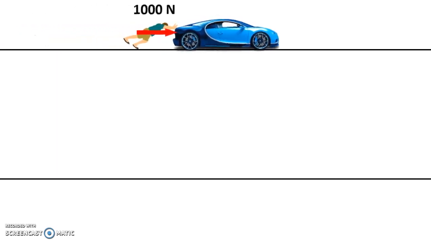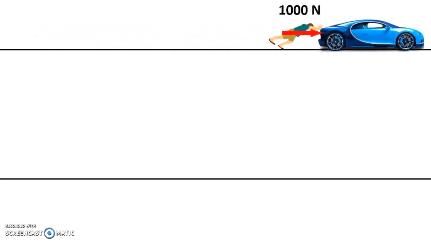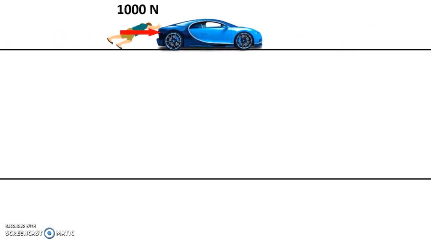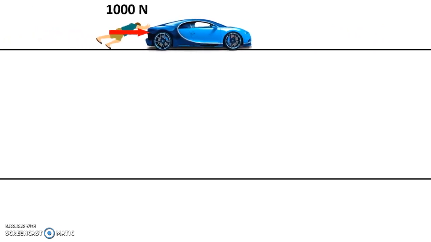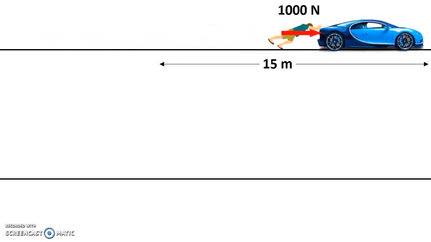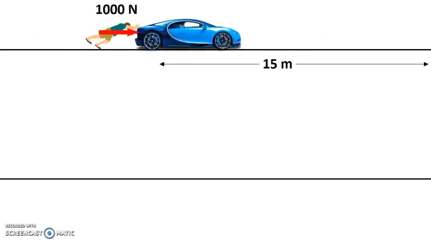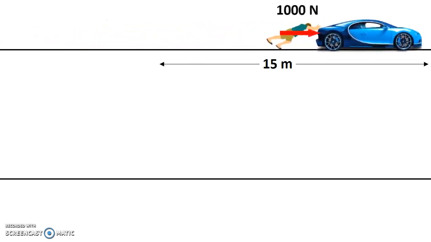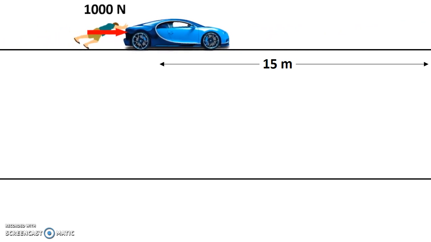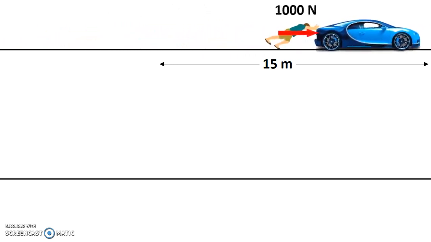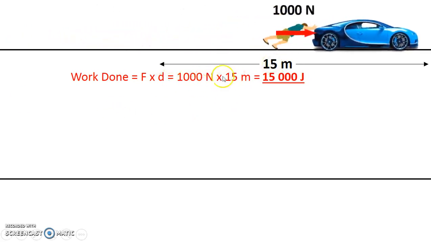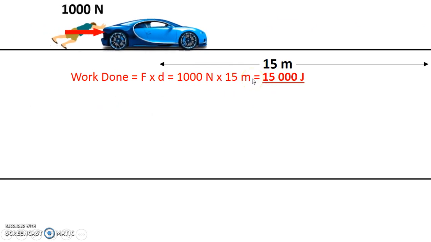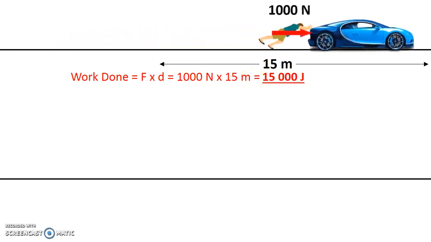Now we'll go straight to an example. Let's say I've got a Bugatti Chiron, a Bugatti car that's not working. Since it's stalled, you need to push it. If you push it with a force of 1,000 newtons, and it moves a distance of 15 meters, what is the work done? Yes, you are absolutely correct. Work done is simply force times distance, which is 1,000 newtons times 15 meters. That's 15,000 joules of work.